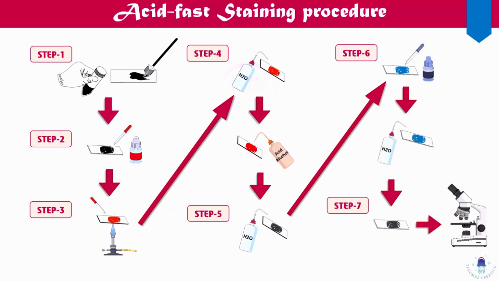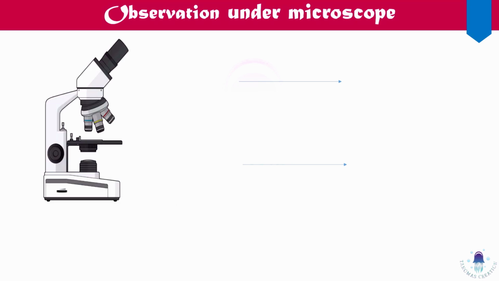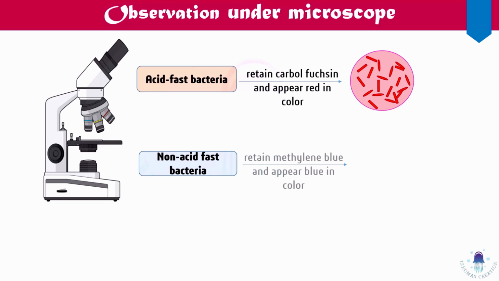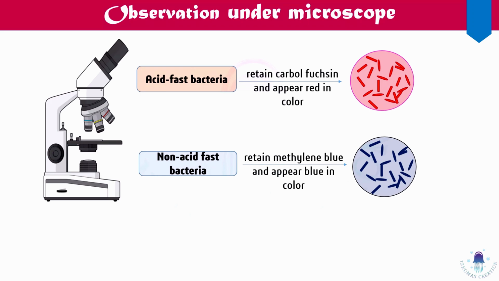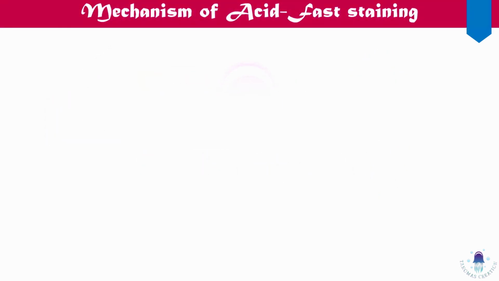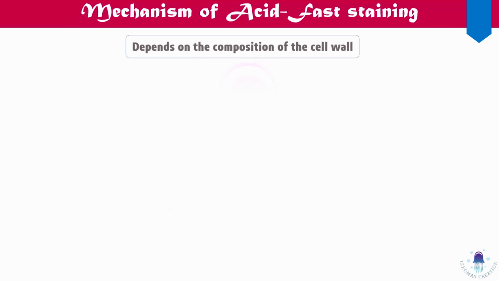Now coming to the observation under the microscope, what we'll see is that the acid-fast bacteria will retain the carbolfuchsin and appear red in color, somewhat like this. And the non-acid-fast bacteria will retain the methylene blue and appear blue in color, somewhat like this. Now what is the reason behind this acid fastness of the bacteria? Coming to the mechanism of the acid-fast stain, it depends basically on the composition of the cell wall.